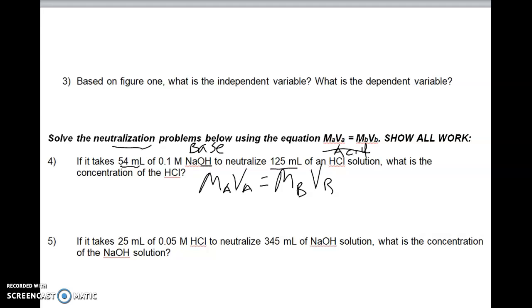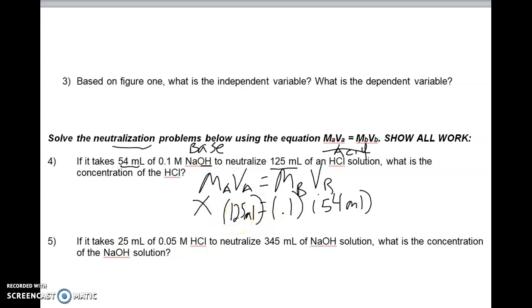Okay, so let's plug in. It says we have 54 milliliters of our base, so I'm going to just write it in there. And we have 0.1 molar, this is capital M, so it means concentration, which is our M right there, again for the base. Equals, and then they give us the volume of the acid, which is 125 milliliters. And we don't know the concentration of the acid. MA is our X.